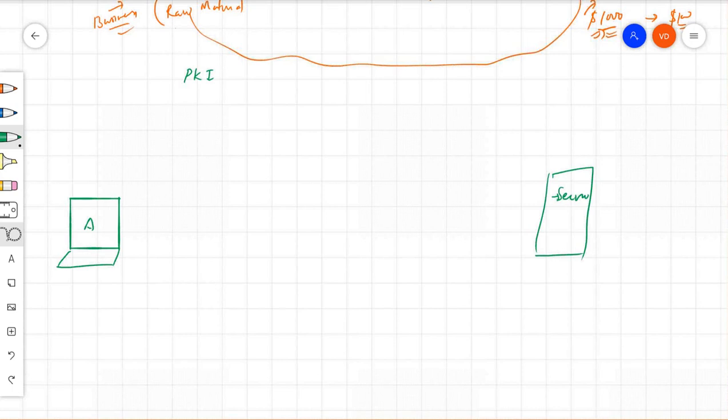The problem here is A doesn't know the server, server doesn't know A. I want to generate trust between them, right? So you are well versed of keys now, right? So I have a public key generated for A, which is say X. I have a private key generated for A, which is say Y.